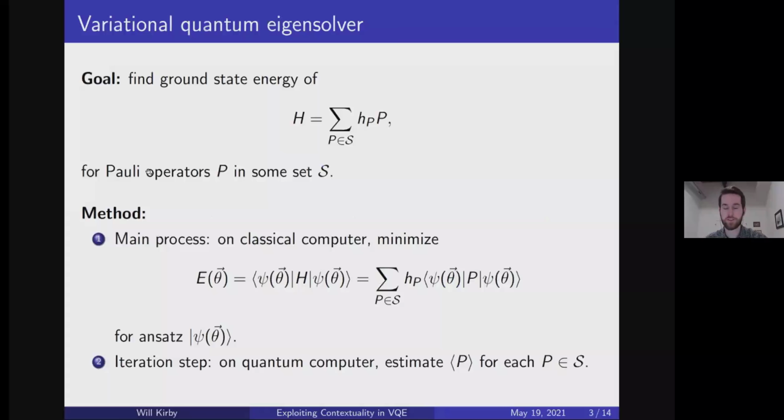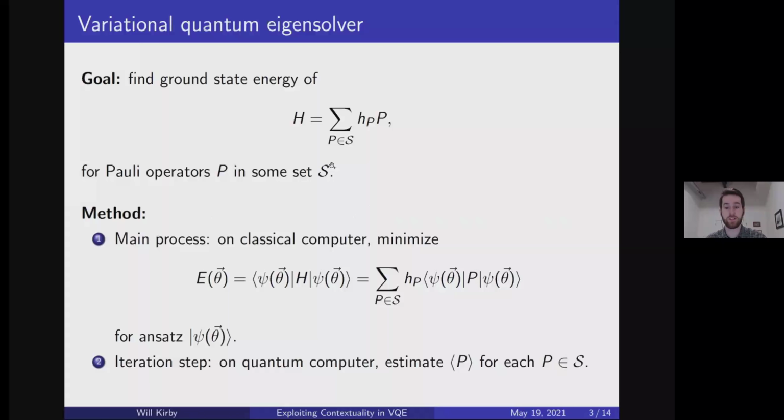Okay, so let's first quickly review how VQE works. VQE, again, is variational quantum eigensolver. The goal is to find the ground state energy of some Hamiltonian H. First, we decompose this Hamiltonian into a linear combination of Pauli operators P in some set S with some coefficients H sub P. And this can always be done for a Hermitian operator, but we assume that this can be done classically efficiently for the purpose of this algorithm.